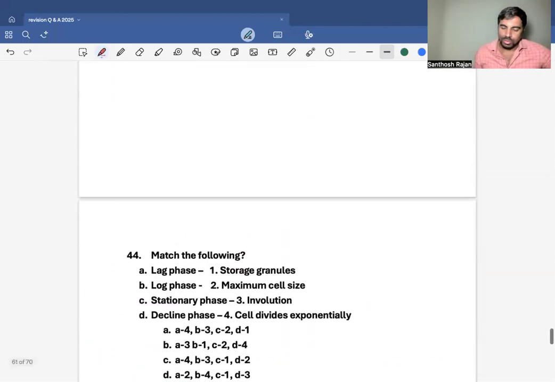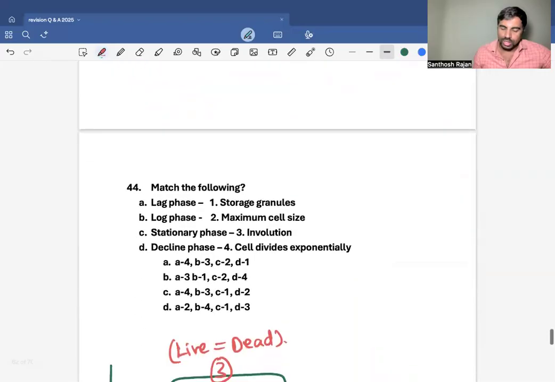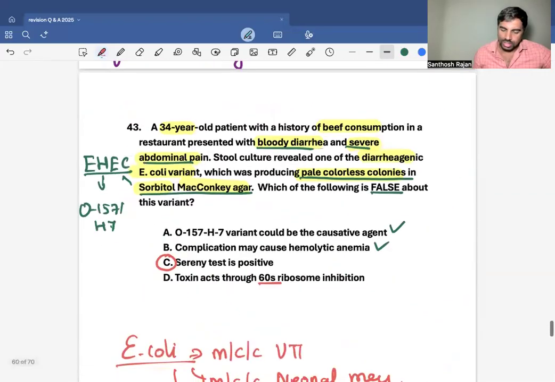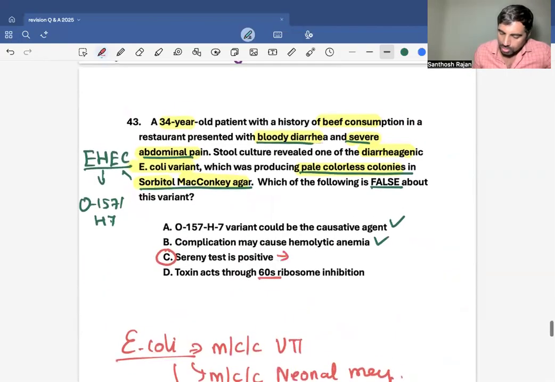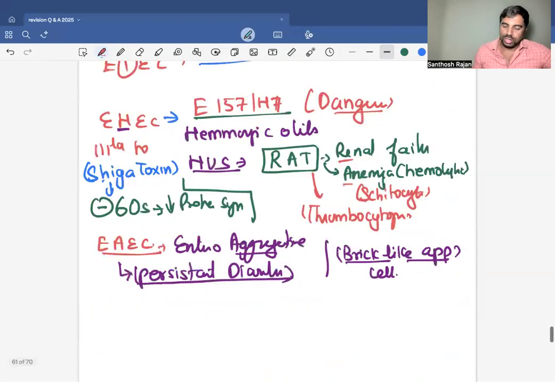Now, the previous question, did I mark the answer? Yes, we have marked. Cerny test is not for that. Sorry, Cerny test should be coming for invasive serine, EIEC. Right. Next one here.